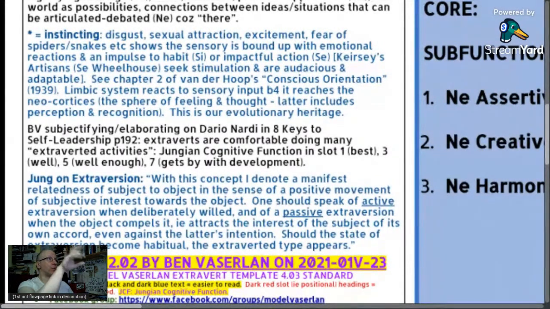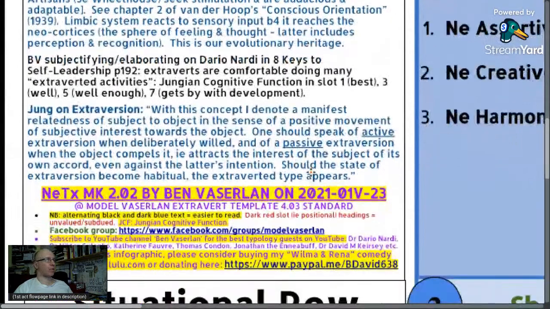Again, the limbic system reacts to sensory input before it gets to the neocortices. It's plural because this is one cortex under the skull, and then there's another one over there, and they're connected by the corpus callosum. There's more connection between the hemispheres in women than men. Right. And then what is extroversion there?